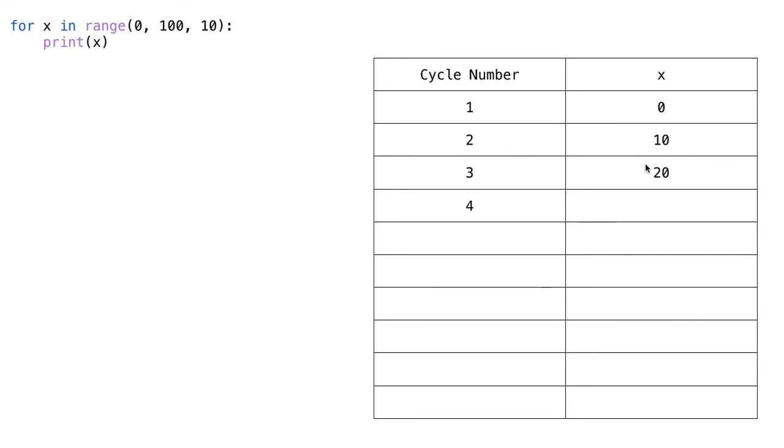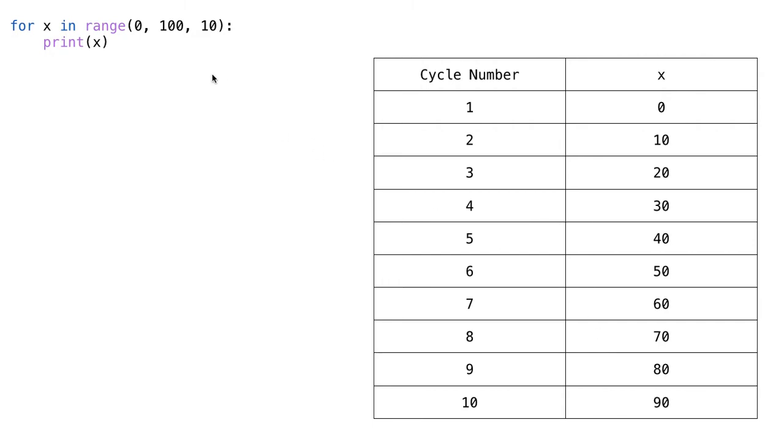And then the fourth time through the loop, we will go from 20 to 30. And then the fifth time through the loop, we will go from 30 to 40. The sixth time through the loop, again just adding 10 to the old value of x, we will get a value of 50. And then the seventh time through the loop, we will go from 50 to 60. And then the eighth time through the loop, x will assume a value of 70. Ninth time through the loop, x will assume a value of 80. And then the 10th time through the loop, x will assume a value of 90.